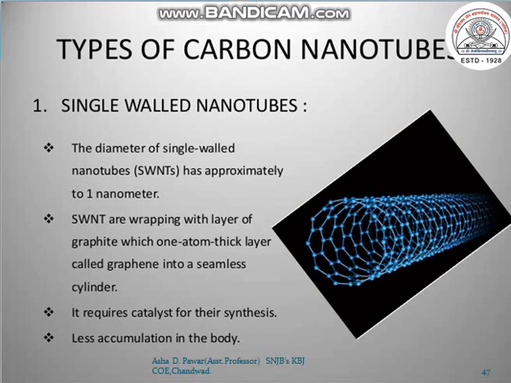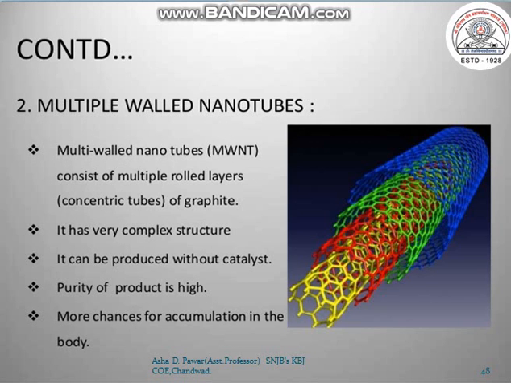Second, that is the multi-wall carbon nanotube. A multi-wall carbon nanotube consists of multiple rolled layers or concentric tubes of graphite. See, within one layer another layer, again within that a second layer, another third layer. Such concentric tubes of graphene or graphite are there. It has a very complex structure. It can be produced without a catalyst. Purity of the product is high and there are more chances of accumulation in the body.